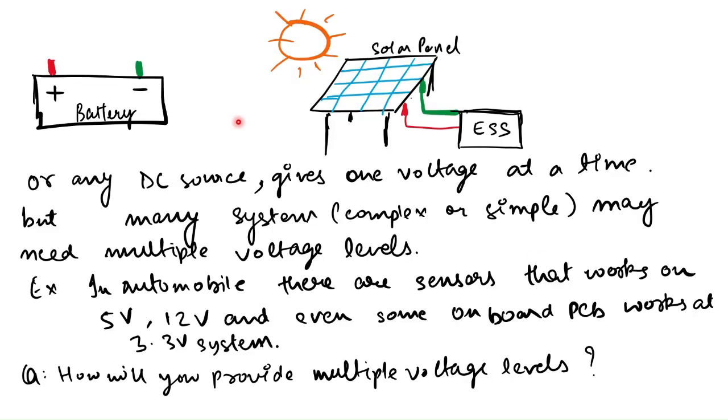So in a battery or a solar panel or any other DC source, it gives one voltage at a time. But many systems, complex or simple, may require multiple voltage levels. In automobiles, there are sensors that work on 5 volt, 12 volt, and 3.3 volt systems. So how will you provide multiple voltage levels? In AC, it would have been easy. You use the transformer, change the ratio of the primary and secondary windings, and get the required output voltage level.